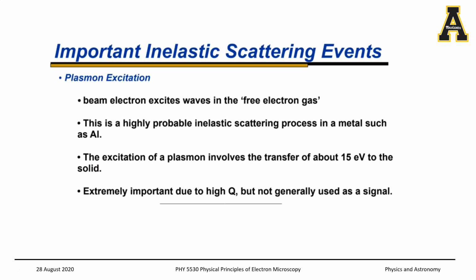Now, for metals such as aluminum or copper or gold or silver, which are highly conductive, you have very loosely bound electrons on the atom. Essentially, you can think of it as a free electron gas. When electrons fall on these metallic specimens, the energy of the electron could be transferred to the loosely bound electrons, typically very low energy, about 15 electron volts or so. As a result, these loosely bound electrons could start oscillating on the surface of the metal itself, which is called a plasmon excitation.